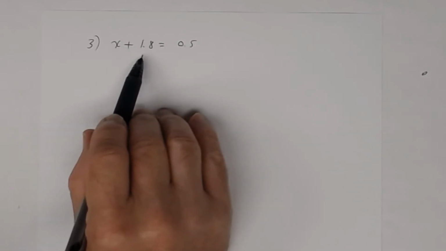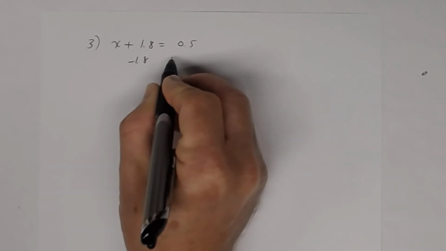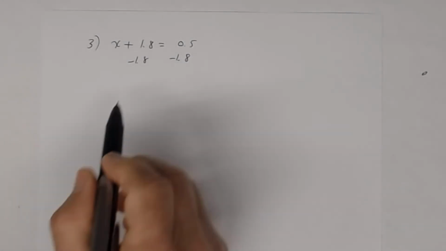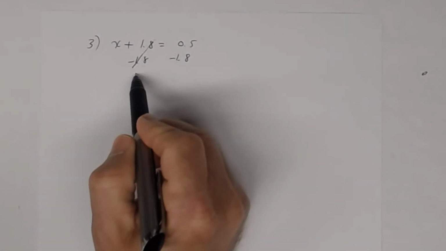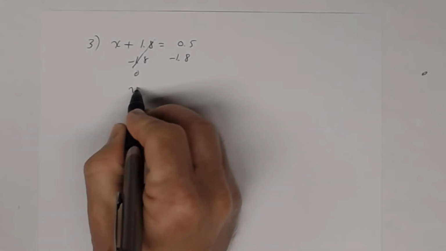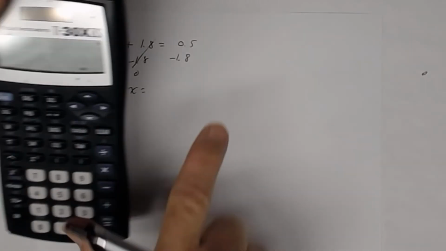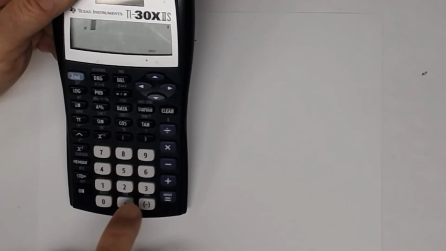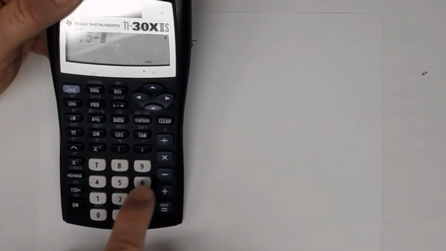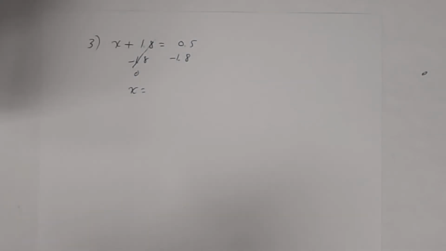So x plus 1.8, the opposite of adding 1.8 is to subtract 1.8, so I'm subtracting 1.8 from both sides, okay? And then 1.8 minus 1.8 is 0, and so x plus 0 is x, equal, and then using your calculator, 0.5 minus 1.8 is negative 1.3. So x equals negative 1.3.